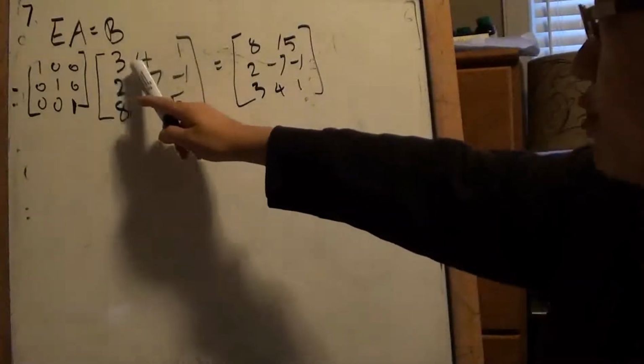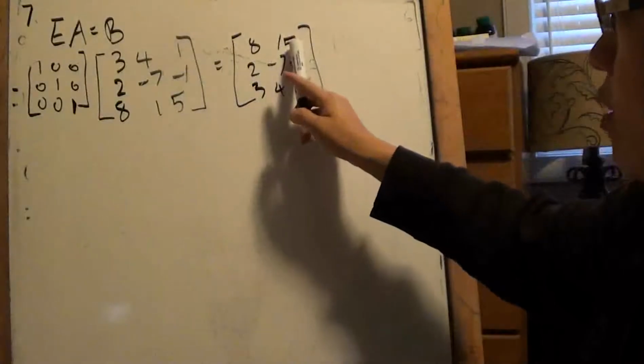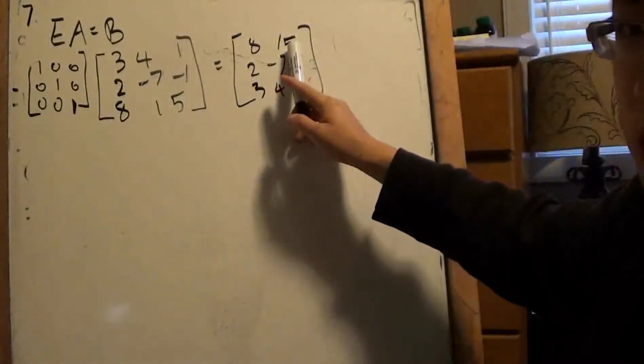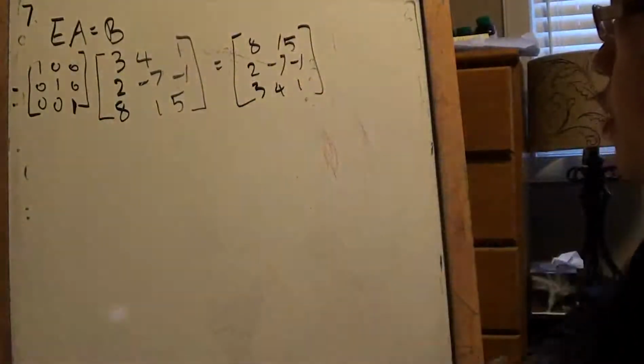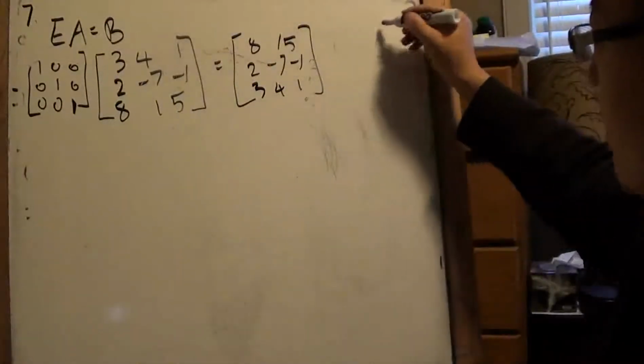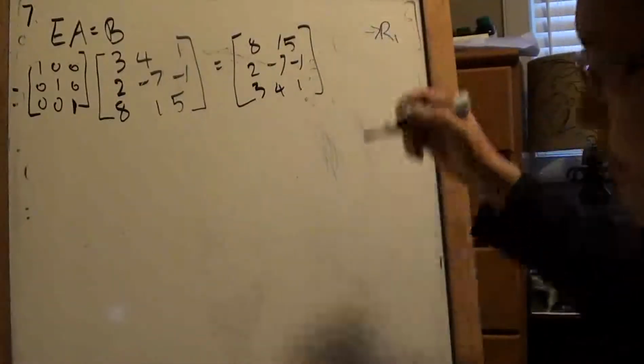So let's look at the first row. 3, 4, 1, 8, 1, 5. Oh, wow, so something really changed, right? Something to do with row 1. Something happened to this one. Let's find out what actually happened.